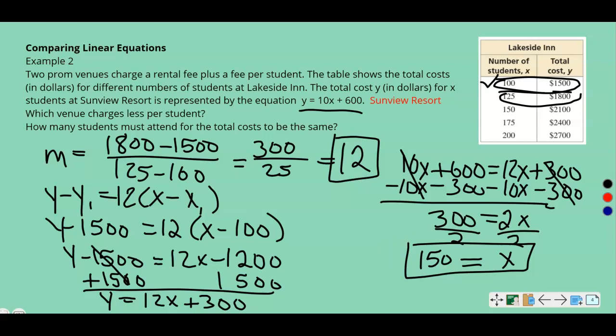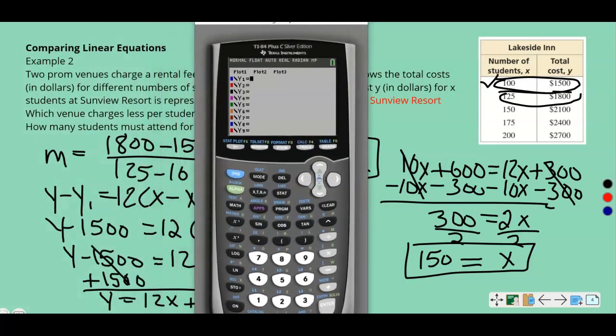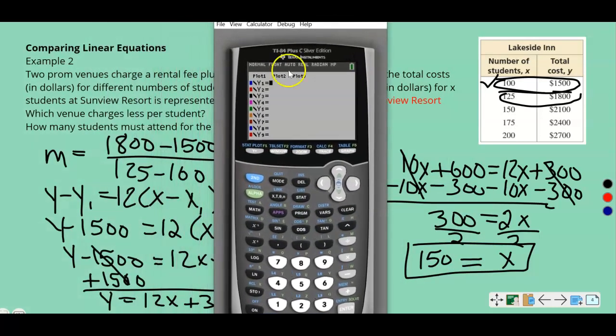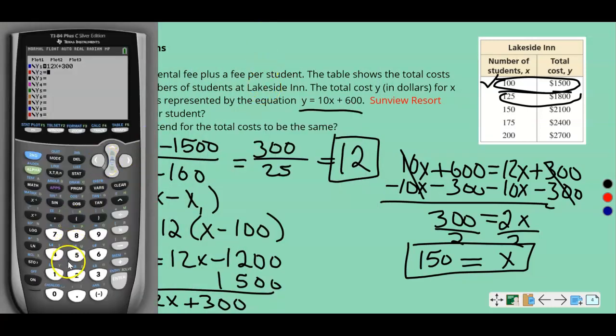Let's graph these and see what it looks like. So I would say the one with the smaller y-intercept is going to cost less up until they intersect, and then the one with the higher y-intercept but the lower student cost will be cheaper after 150 students. So it will depend on how many students they plan on having attend prom to see which one would be the cheaper cost. All right, so 12x plus 300. The other equation was 10x plus 600.